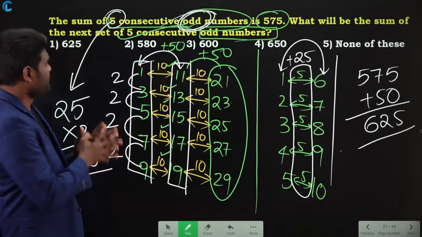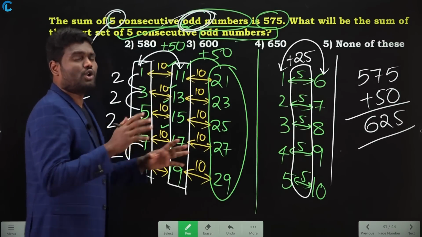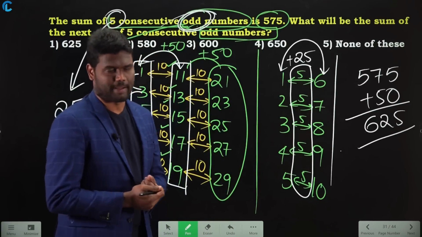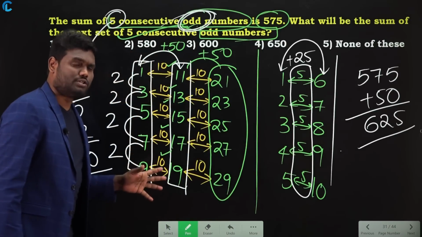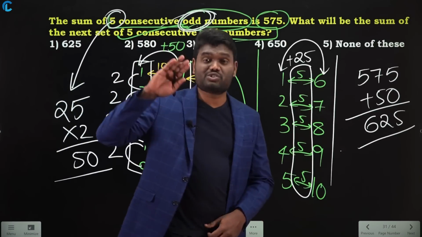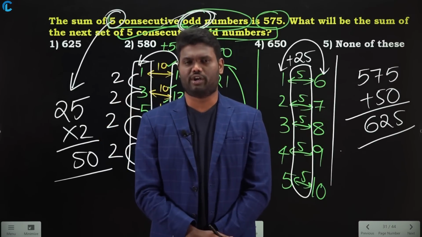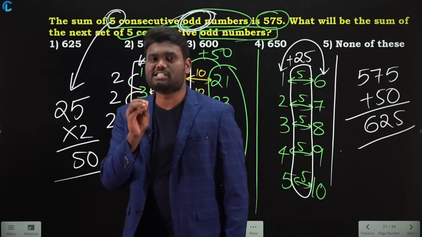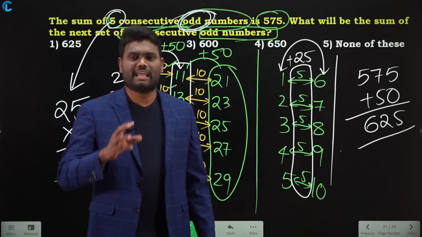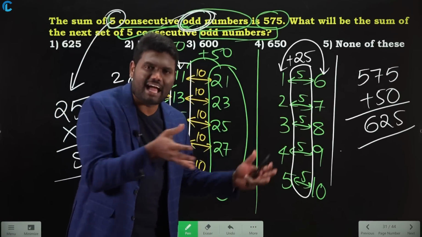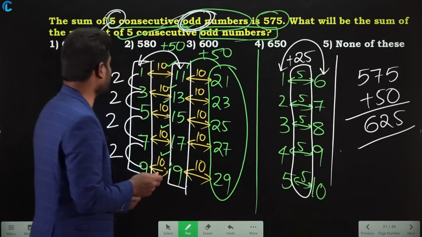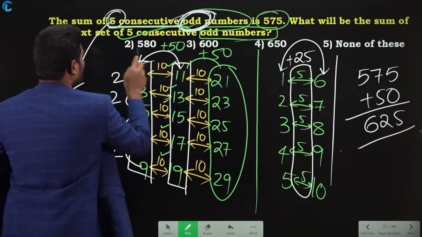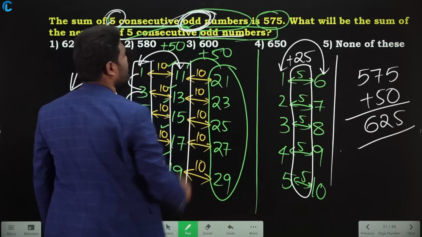Very, very simple. Whenever you have a question in this way, you do not calculate the whole thing. If you calculate everything, it will consume a lot of time. So instead of calculating everything, the same concept we used earlier, we are going to use. The previous one was the sum of consecutive numbers, where I directly took the square and added it. But in this question, it is the sum of 5 consecutive odd numbers, and they are asking you to find the next set of 5 consecutive odd numbers.